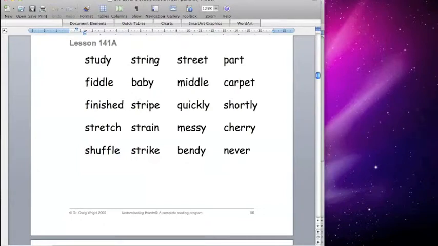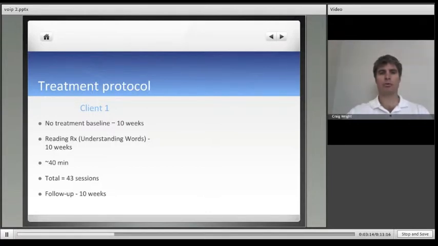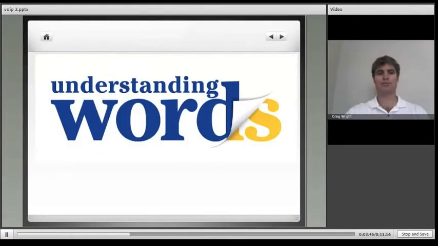Finished, good one. For 10 weeks, we measured his reading progress across a time when he was receiving no treatment. Then he received the Understanding Words reading treatment over the internet for 10 weeks, approximately four times a week, roughly 40 minutes per session, for a total of 43 sessions. We then did a 10-week follow-up where we were again measuring his growth in reading ability when he wasn't receiving treatment, and that follow-up was 10 weeks as well. So in total, a 30-week study.